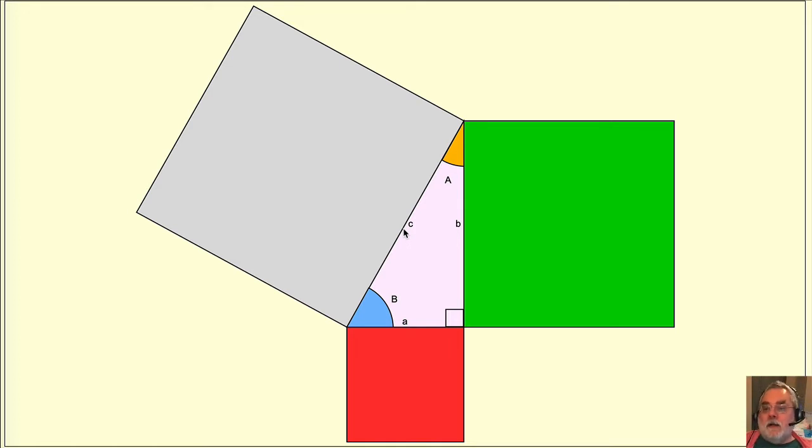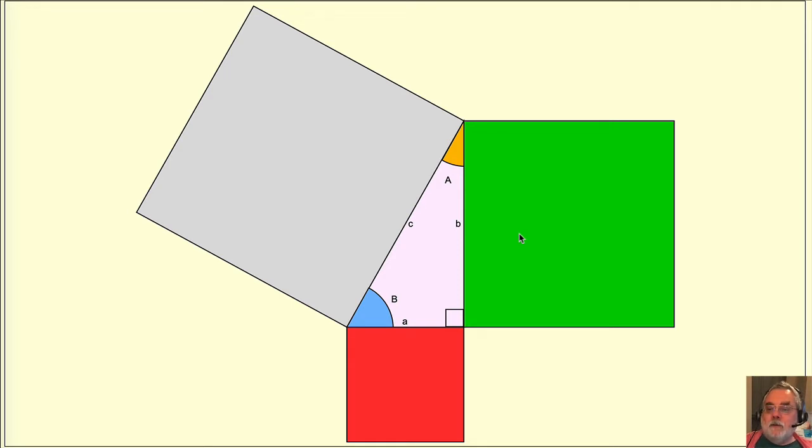For each side of the triangle, the drawing also shows a square. The area of the red square is A squared. The area of the green square is B squared. The area of the gray square is C squared. The Pythagorean theorem says that the gray square area is equal to the sum of the red square area and the green square area.